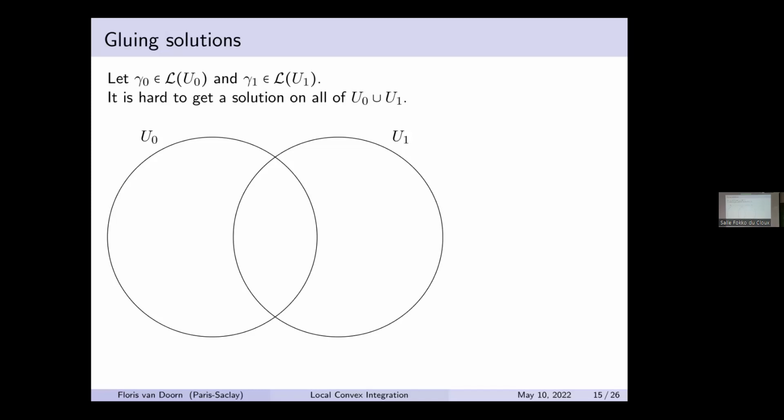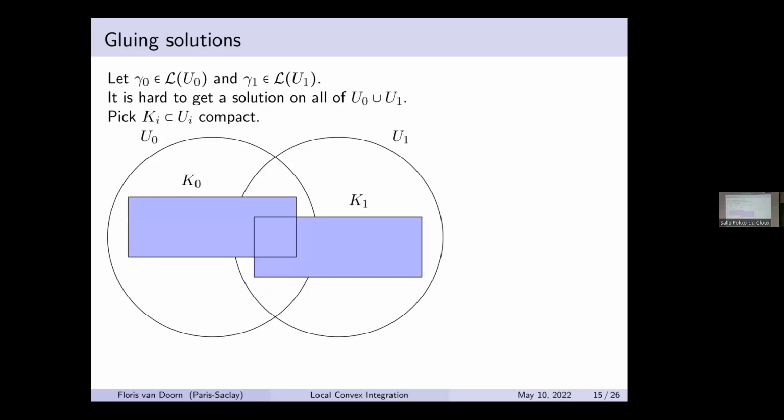especially if we also want that our new solution extends our solution on U0, say, because we cannot really ensure, for example, at this point that here we keep gamma 0 everywhere, and then near this whole boundary, we can sort of smoothly transition into our solution on U1. So we won't be able to get a solution on all of the union. But what we can do is pick two compact sets in each of U0 and U1, and we can get the solution near the union of these two compact sets.